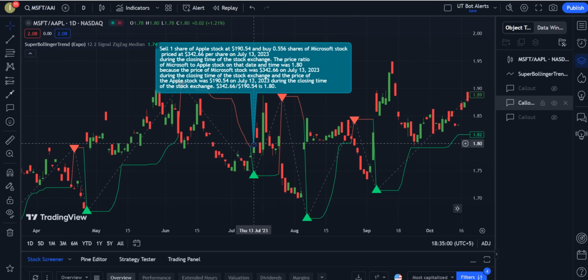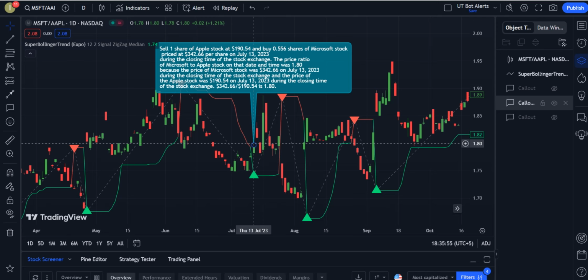And when the price ratio goes down, we would sell the lower price stock and buy the higher price stock. So the low price stock is Apple and the higher price stock is Microsoft. So here on July 13, 2023, during the closing time of the stock exchange, we would sell the one share of Apple stock that we had initially purchased. We would sell it at $190.54 because that's the price of the Apple stock at that time, during the closing time of the stock exchange on July 13, 2023.